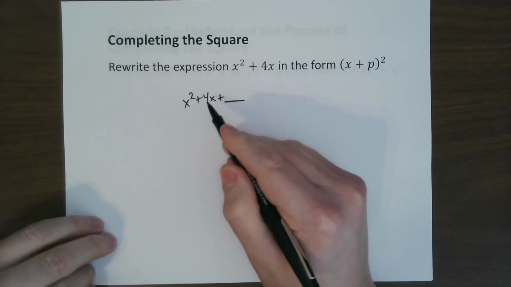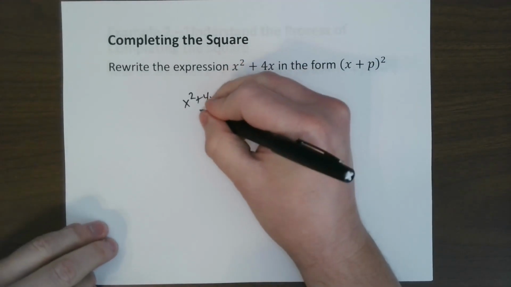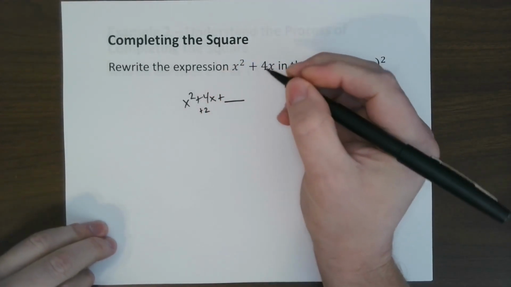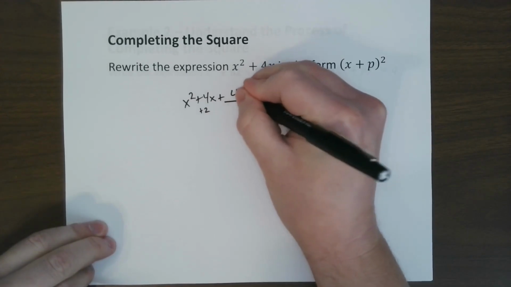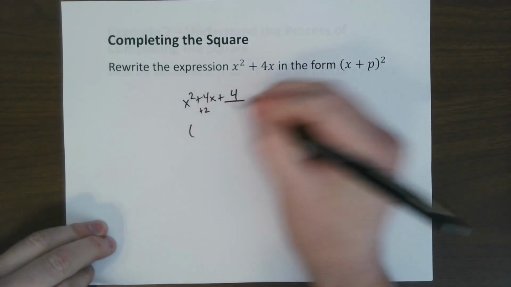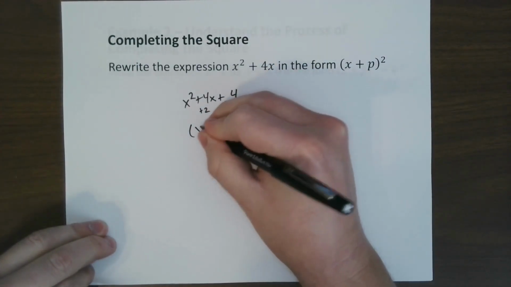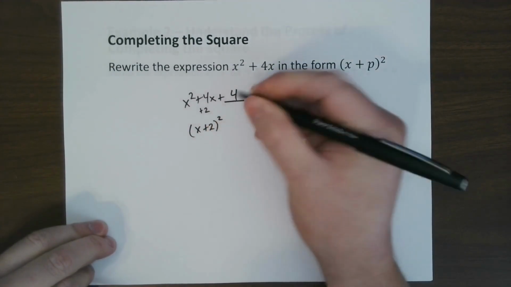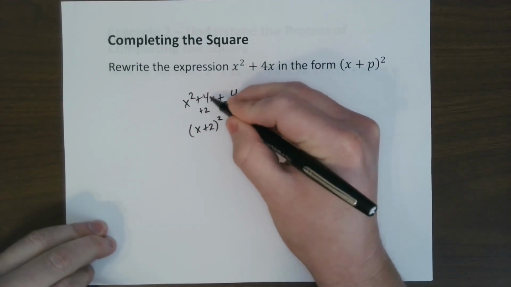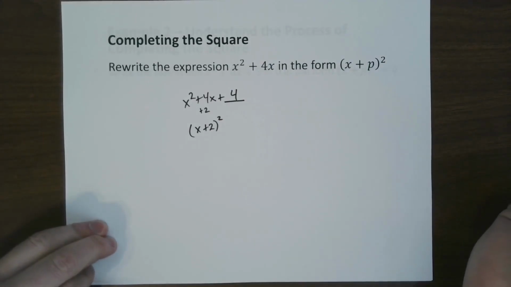So half of 4 is actually 2, and now we just square it. 2 times 2 is 4. With this, we can rewrite it in this form. So this is x plus 2 squared. This one here is always half of that, and that's it.